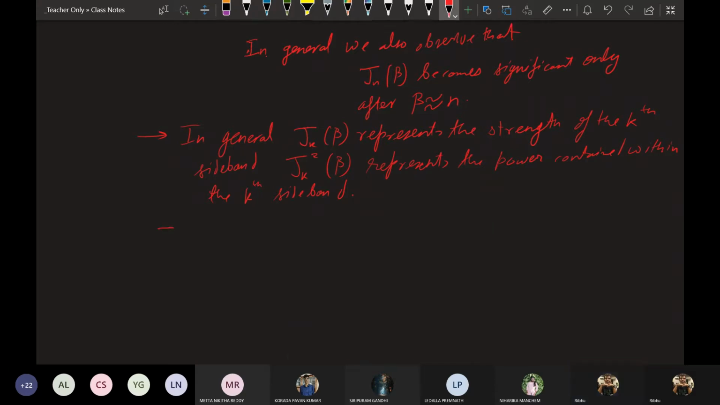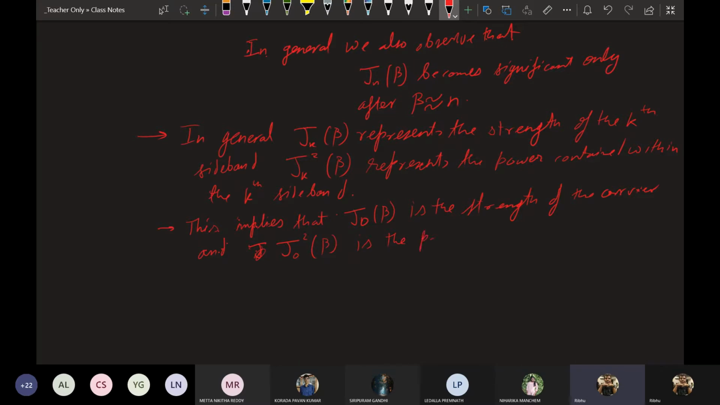And this implies that J0 beta is the strength of the carrier and J0 square beta is the power contained in the carrier component for a modulation index beta.